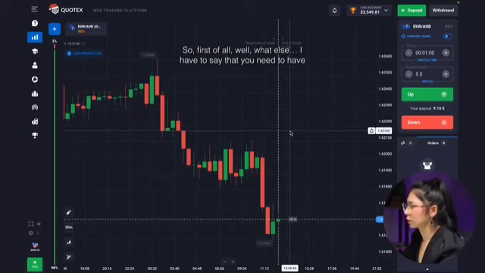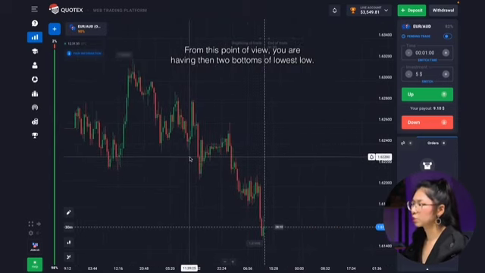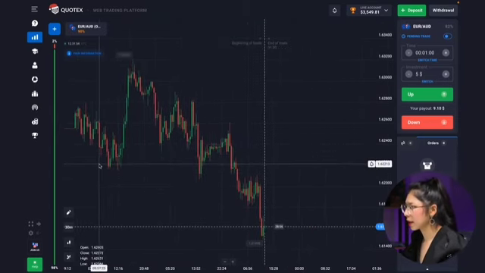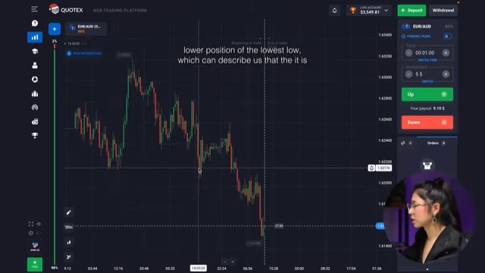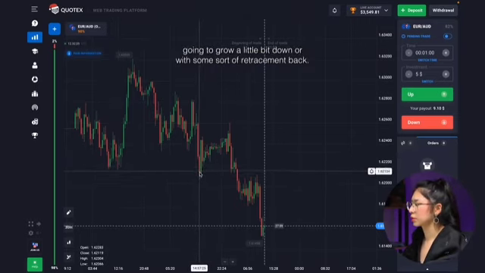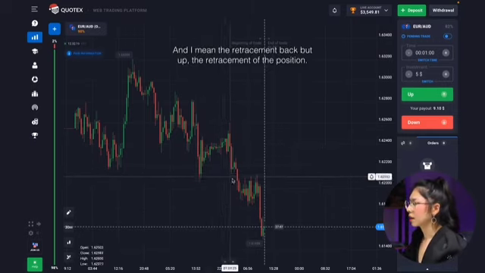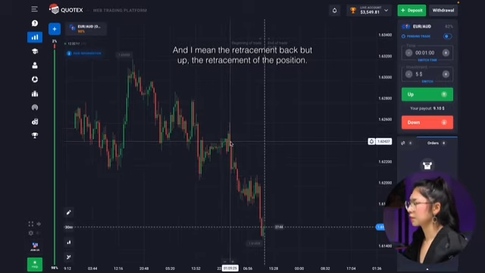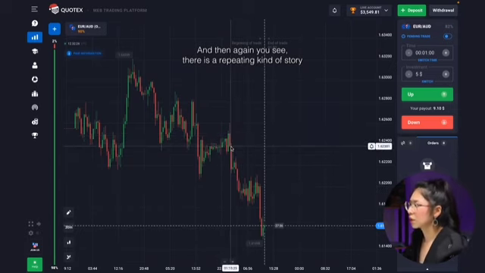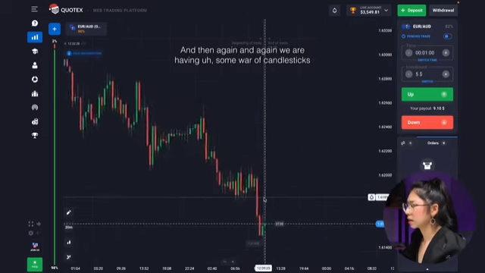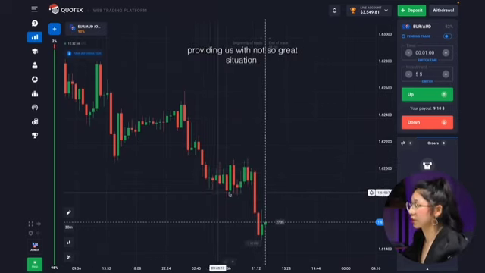So first of all, what else? I have to say that you need to have your emergency plan. From this point of view, we have two bottoms of the lows, and there is a repeating situation with a slightly low position of the low, which can describe us as going to grow a little bit down or with some sort of retracement back. Then again you see there is a repeating story with downstairs. And then again we have some more candlesticks providing us with not so great a situation.